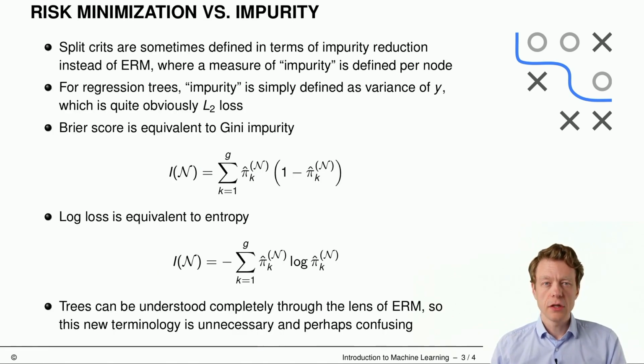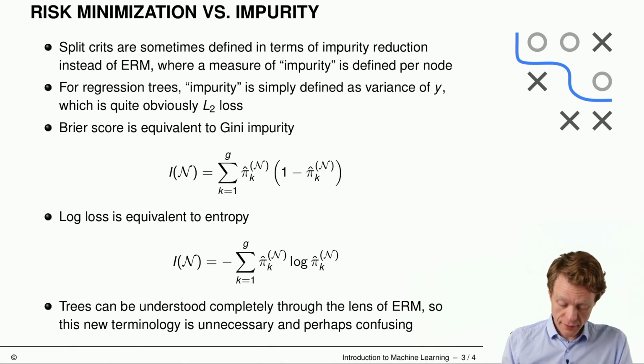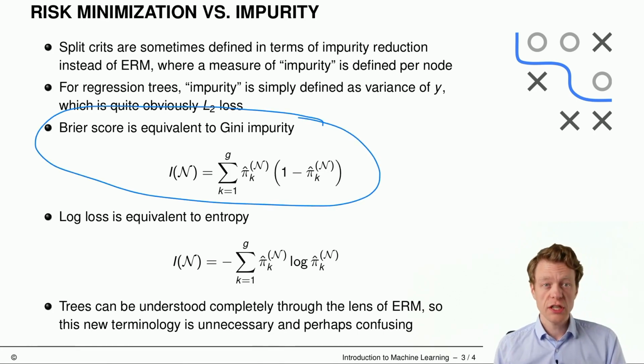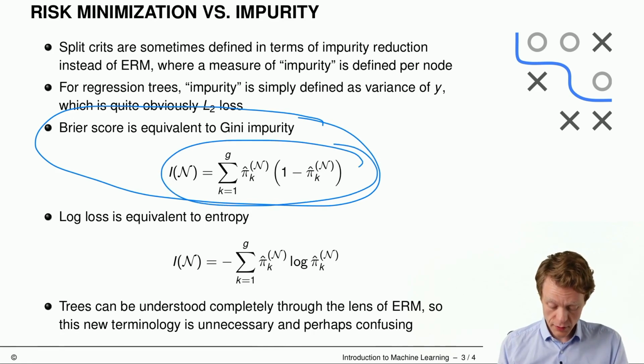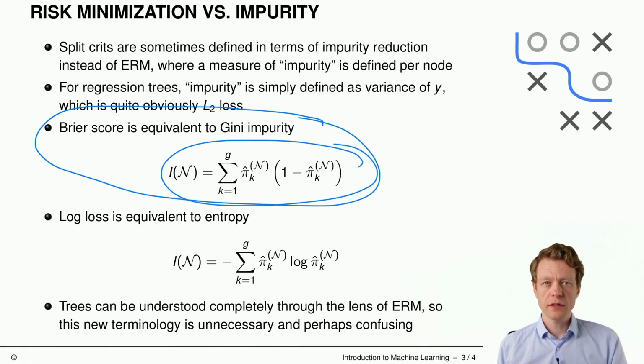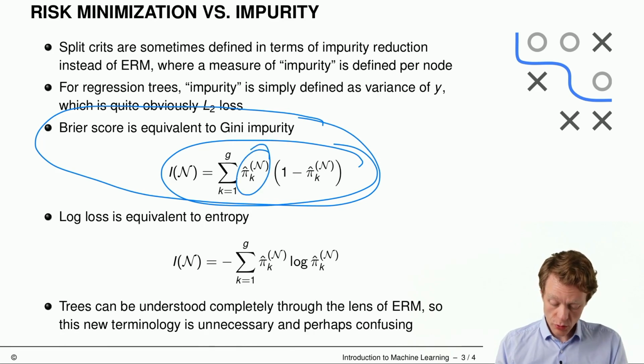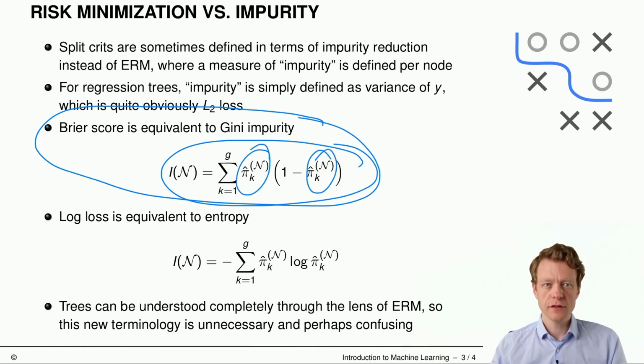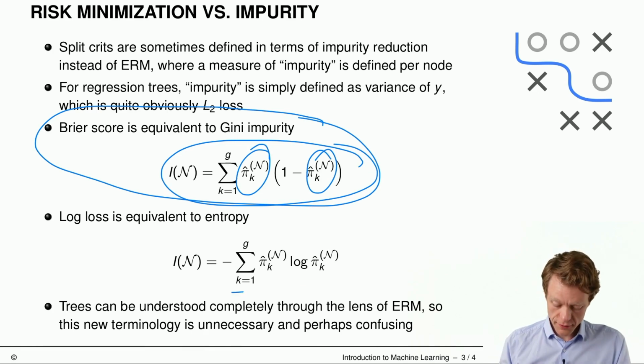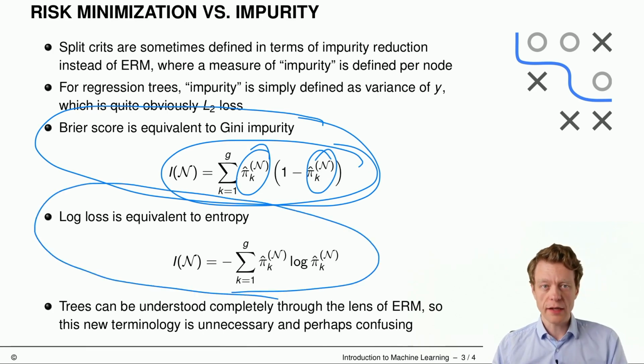Now there is a different notion that oftentimes is related to classification and regression trees. That's impurity, the Gini impurity or the entropy. And this is kind of equivalent, or it is equivalent to using empirical risk minimization. So the Brier score is equivalent to Gini impurity. Here you have the formula for Gini impurity for data points in a node where we already have those optimal constant predictions. And log loss is equivalent to the entropy.